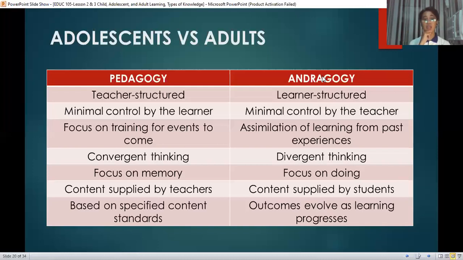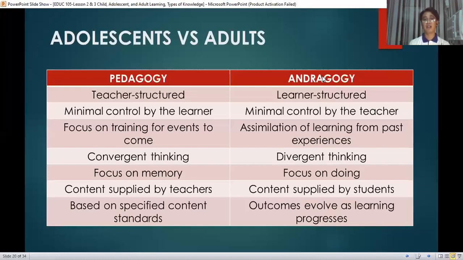Okay. For pedagogy, content is supplied by the teacher. Unlike for the andragogy, content is supplied by the students. Kaya nga, di ba, may reporting pa, may presentation, oral presentation. Just give the topic, then let the learner explore. Let the learner research, adult learner research, and then they could deliver. Expect that they could deliver because they already discovered the ways on how to learn something. Alam na nila yung gagawin nila.